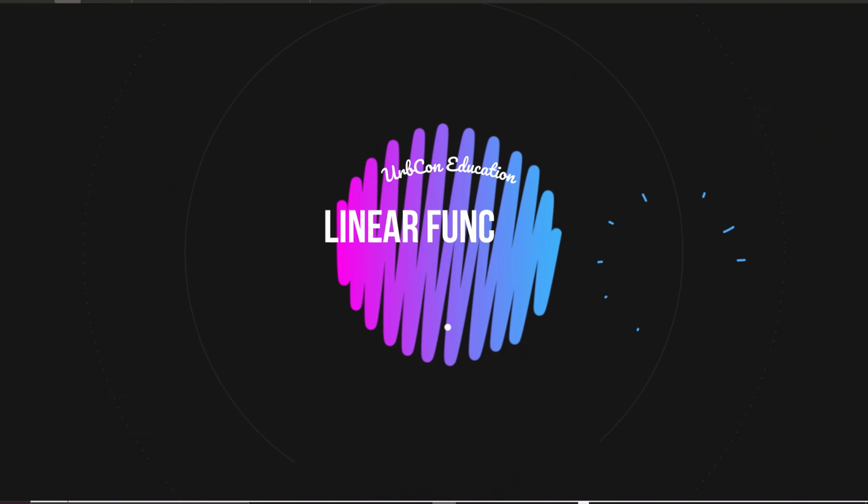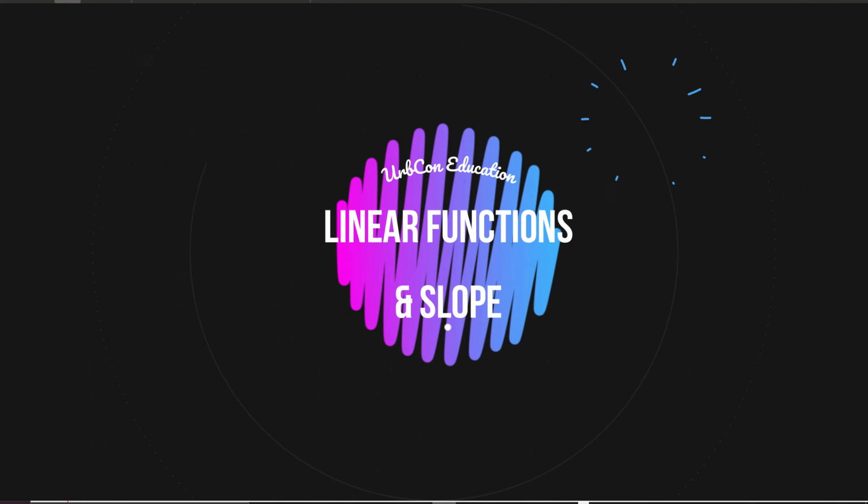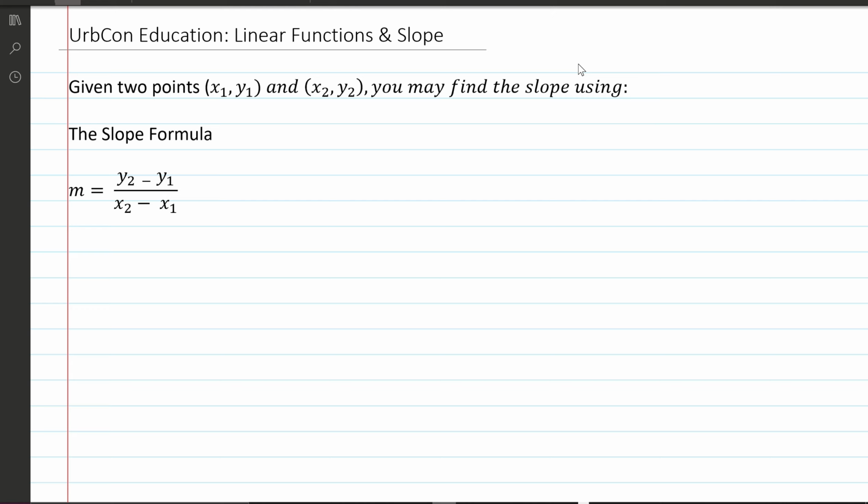In this mini lecture, we're going to look at linear functions and slope. We first start off and begin with the slope formula. In using this formula, we're usually given 2 points, two ordered pairs. Ordered pairs are arranged as x1, y1 and x2, y2.